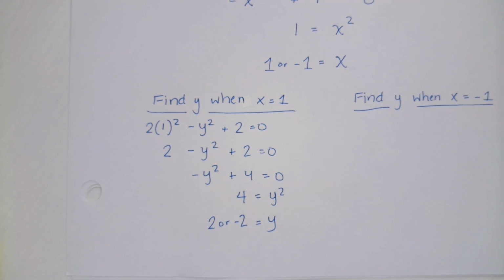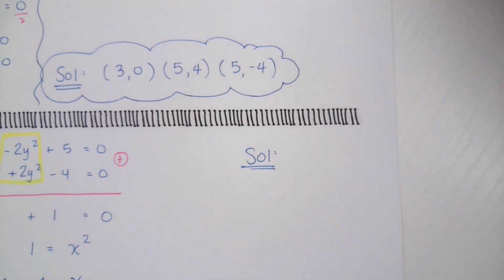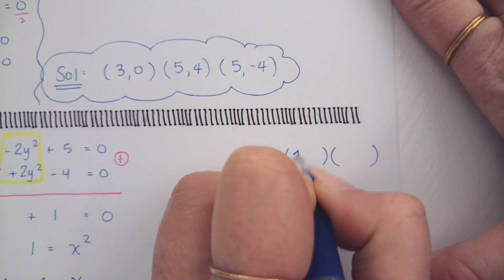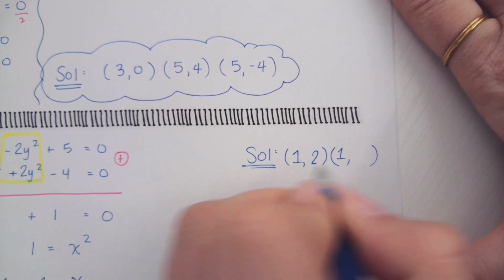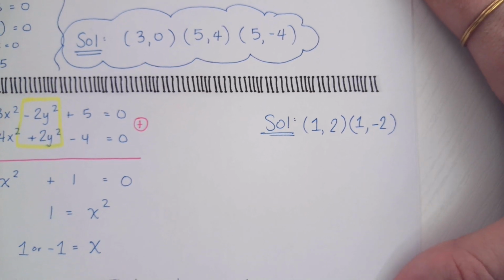So this one x value gave us 2 different y's. If I'm writing out my solutions just for that one, I'm going to have 2 points. Both of them are going to have an x of 1. But one of them has a y of 2, and the other one has a y of negative 2. That was just for plugging in 1.